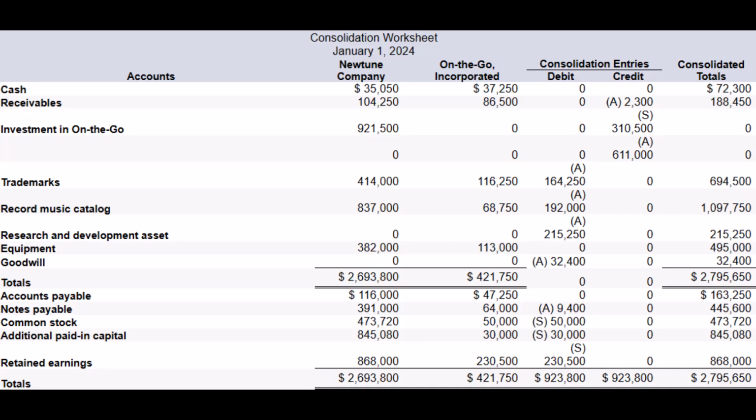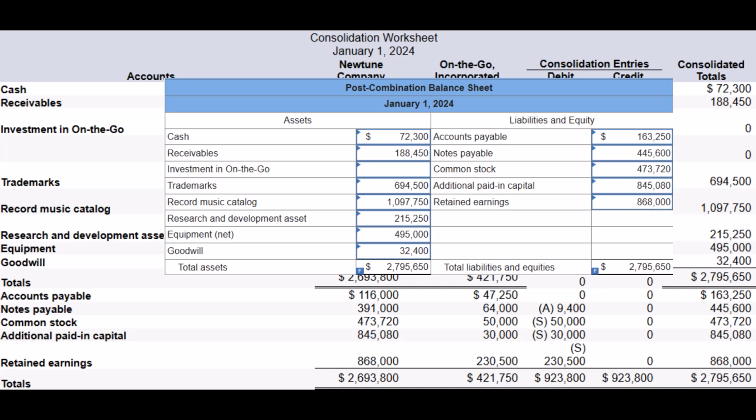From here, we just do the math across each row to get our final consolidated totals. So what's the big takeaway? Look at the final result. The consolidated balance sheet we get from this worksheet is identical to the post-combination balance sheet we created in the statutory merger. We reached the same destination, but we took a different path.